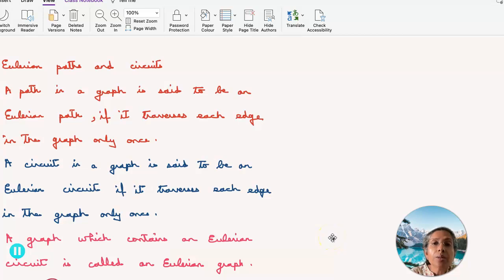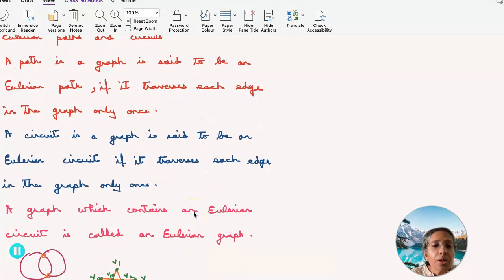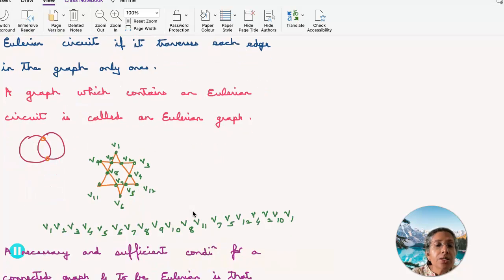Today we will be learning about Eulerian graphs and certain properties of Eulerian graphs. A path in a graph is said to be an Eulerian path if it traverses each edge in the graph only once. And a circuit in a graph is said to be an Eulerian circuit if it traverses each edge only once. So basically for Eulerian, no edge is repeated, be it a circuit or a path. A graph which contains an Eulerian circuit is called an Eulerian graph.